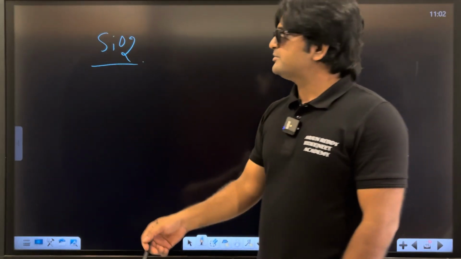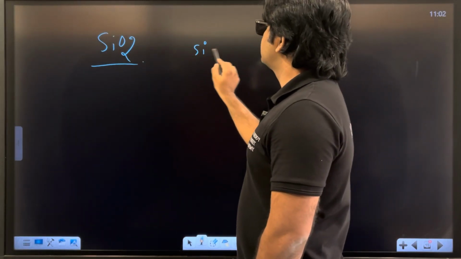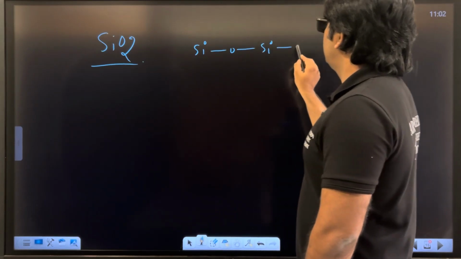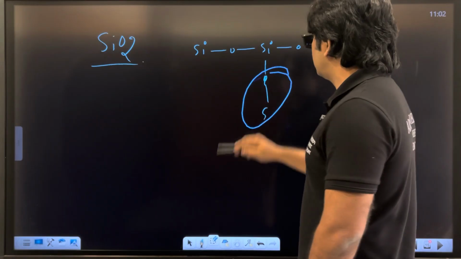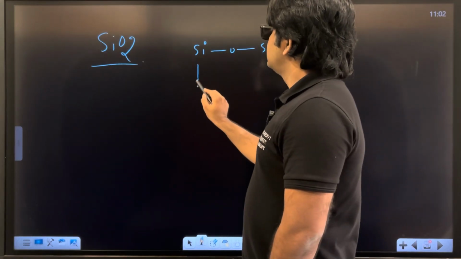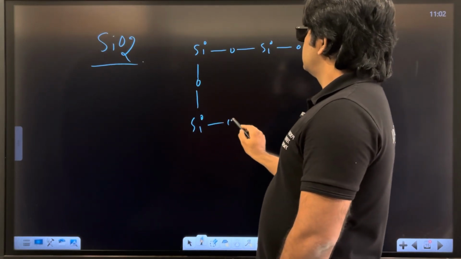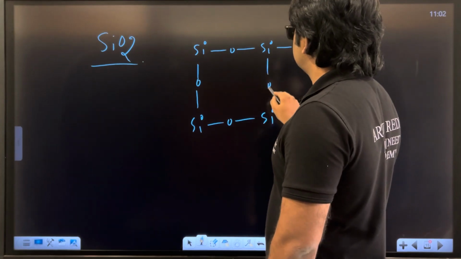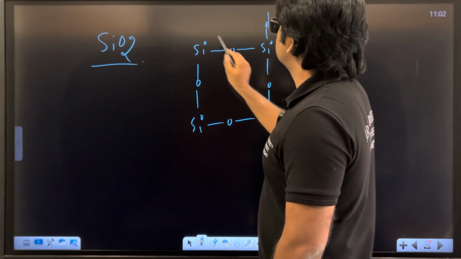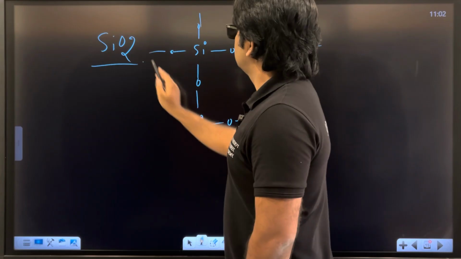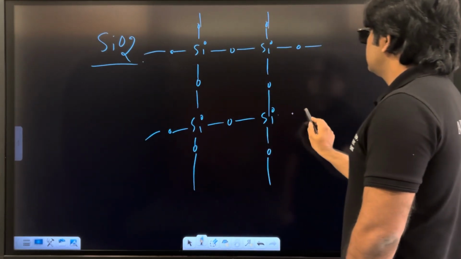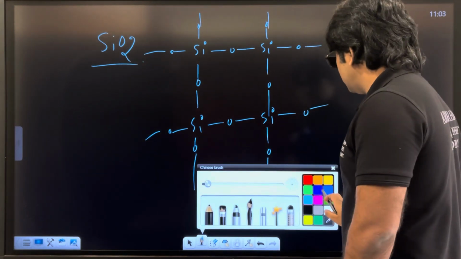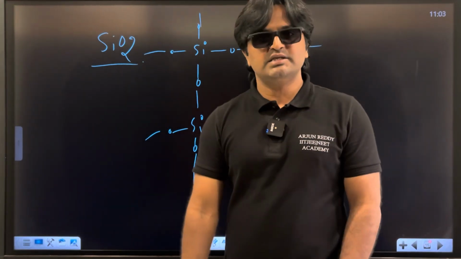Don't apply that previous method. In case of silicon dioxide, this is the arrangement of silicon and oxygen atoms in the 3-dimensional structure. Oxygen, silicon, oxygen, silicon, oxygen. Again here oxygen, oxygen, oxygen, oxygen and oxygen. Here also same thing. Now this is the 3-dimensional structure of SiO2.